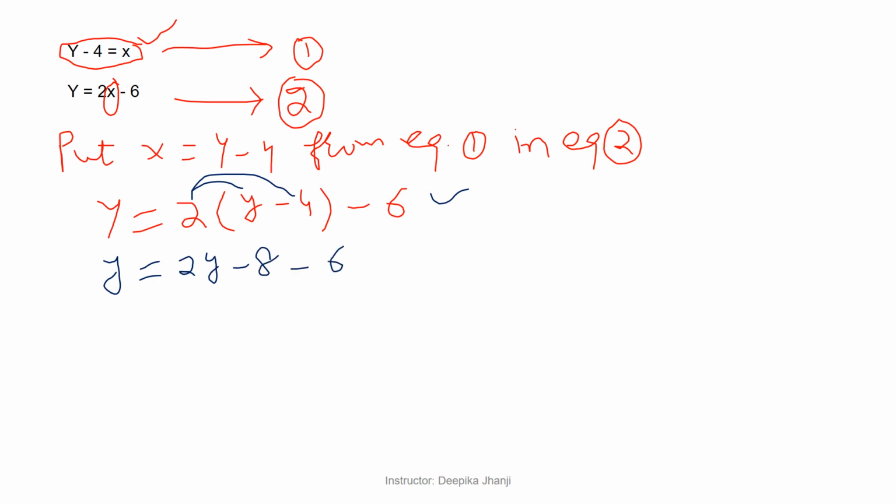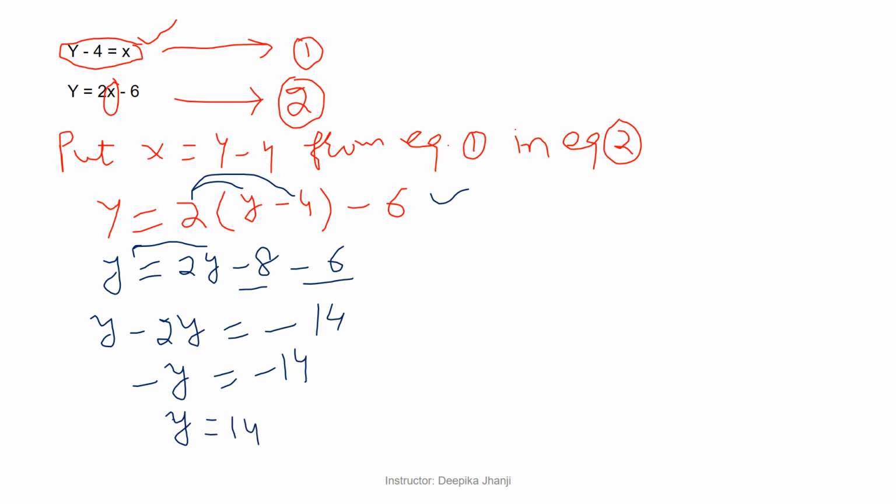Now to combine y variables, I'll move 2y to the other side. So this becomes negative 2y equals negative 8 minus 6, which is negative 14, right? This side I get negative y equals negative 14, and when we cancel the negative on both sides, we get y is equal to 14, right? Cancel means we're going to multiply both sides by negative 1 because we want the result of positive y, right? So y is equal to 14. This is the value of y.